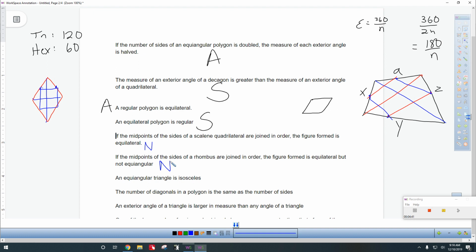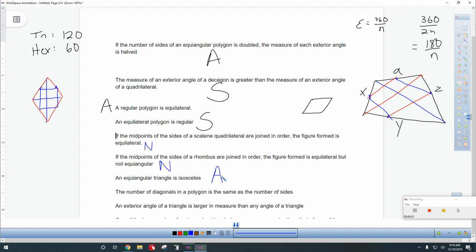An equiangular triangle is isosceles. This is always true by our definition of isosceles, because we have isosceles triangle as a triangle with at least two sides congruent. The number of diagonals in a polygon is the same as the number of sides.